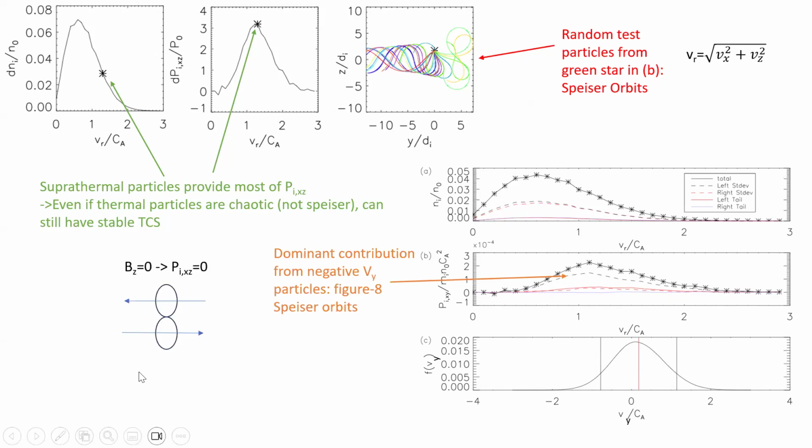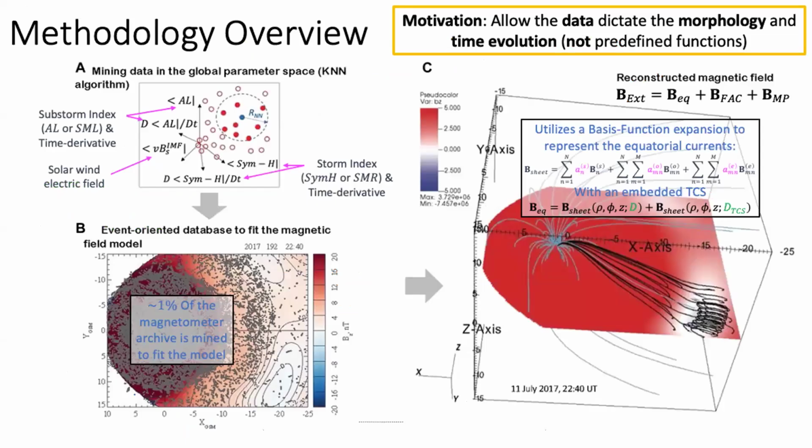So in our approximate equilibrium, we assume Bz equals 0. If you look at the equations, that means that your off-diagonal pressure is 0, just analytically by symmetry. But when you have a non-zero Bz, like you do in the magnetotail, that's going to tilt your figure-of-8 orbits, and that gives you the off-diagonal pressure. So the point here is you need this off-diagonal pressure to get the thin current sheet force balance that is observed in the magnetotail, and that's provided by these figure-of-8 Speisers.